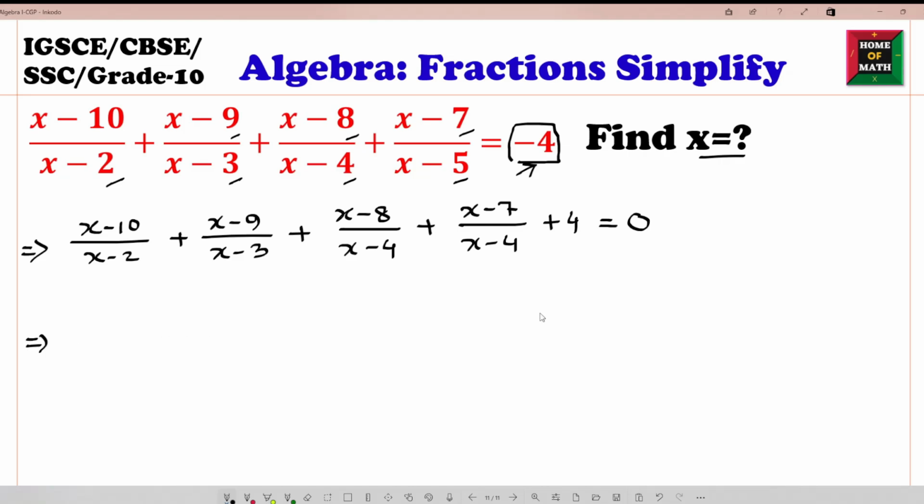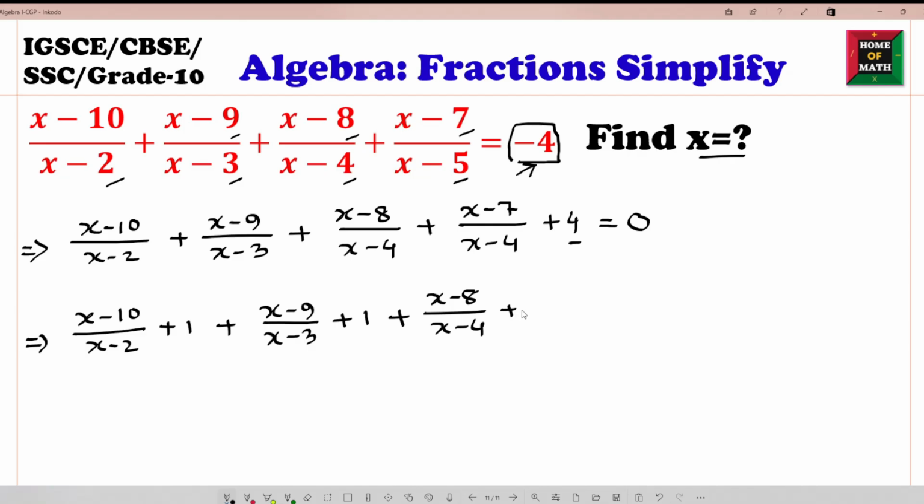Now this 4 we can distribute like this: (x−10)/(x−2) + 1, plus (x−9)/(x−3) + 1, plus (x−8)/(x−4) + 1, plus (x−7)/(x−5) + 1. What does that mean? It means here is +1, 1, 1, 1 and it will become +4.